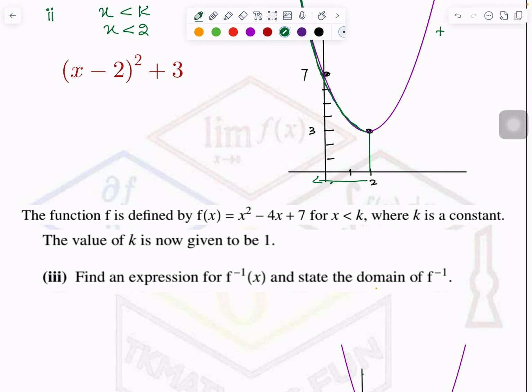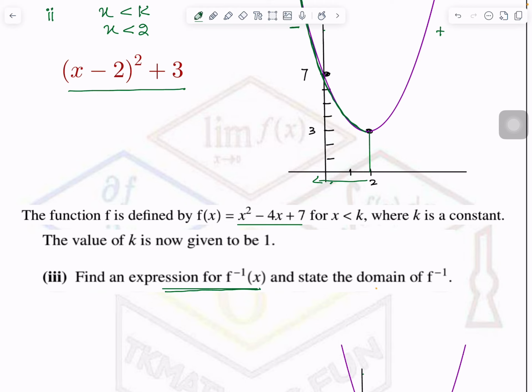Now once you know the function is in this form, (x minus 2) whole square plus 3, completing square form, you have to express the inverse function. Now a very important thing: whenever a quadratic function is given to you and you have to find the inverse function of it, always change it into completing square form.